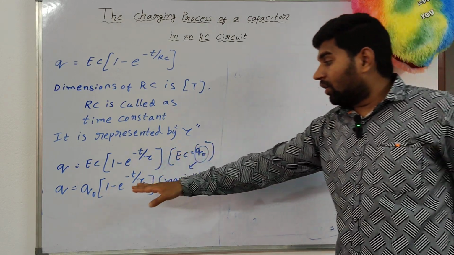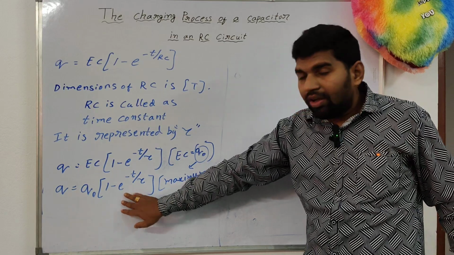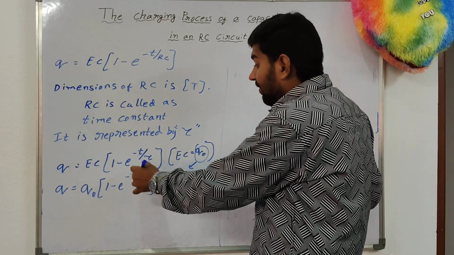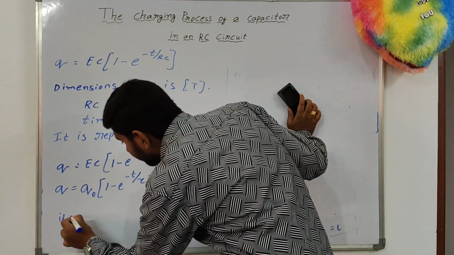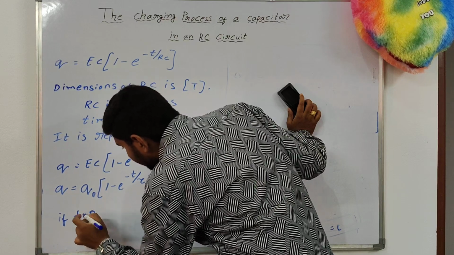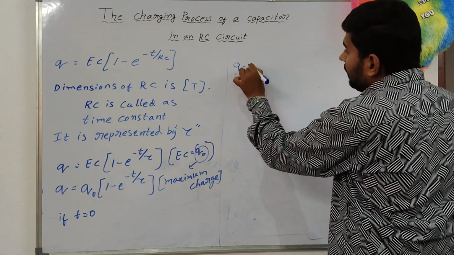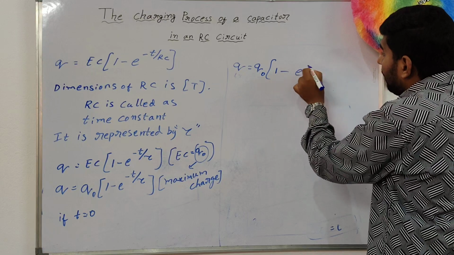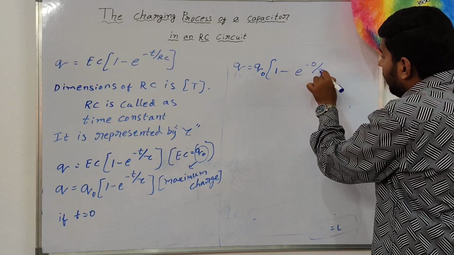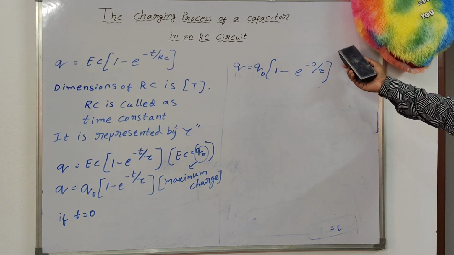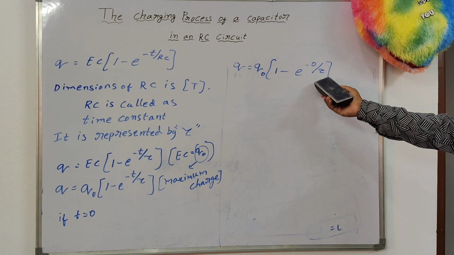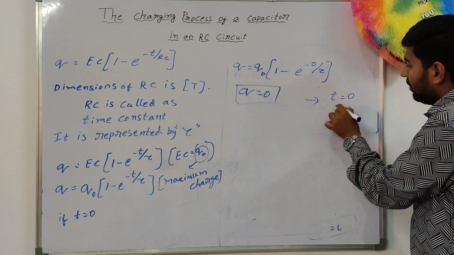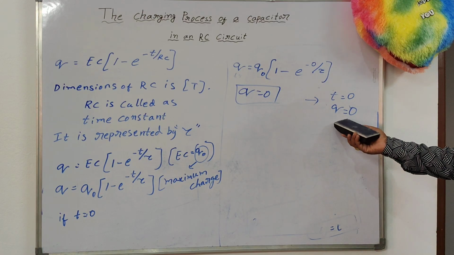Now, I already told you, by using this formula, you can find out the charge at any time interval. Suppose the time interval t is equal to 0. What will happen? Q is equal to Q naught multiplied by 1 minus e power minus 0 by tau. E power 0 is equal to 1, and 1 minus 1 is 0. Nothing but Q is equal to 0. In the first case, if t is equal to 0, Q is equal to 0, the condition is satisfied.